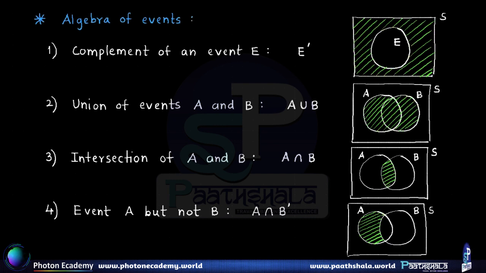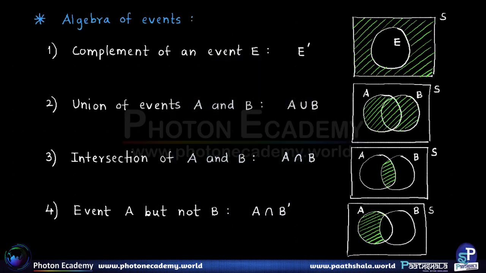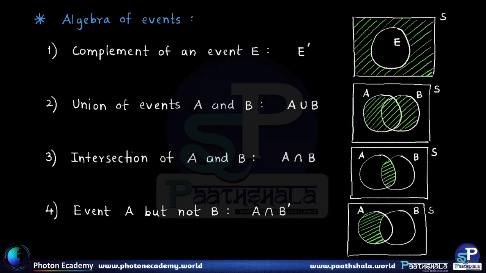Second is what is called the union of events A and B, and that is denoted by A union B. Here it is nothing but the region covering A and B together. So that includes the part which is purely in A, the part which is purely in B, as well as the part which is in A and B both. So here we see the union region also shaded on the right hand side diagram.